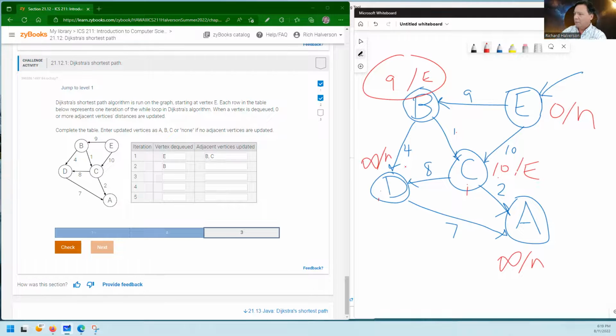What else about this? D, yes, D does get updated because infinity is definitely bigger than 9 plus 4. So 9 plus 4 is 13. Erase this. This is going to be 13 slash B, because it comes from B back to E. Okay, so that's updated. D is updated.